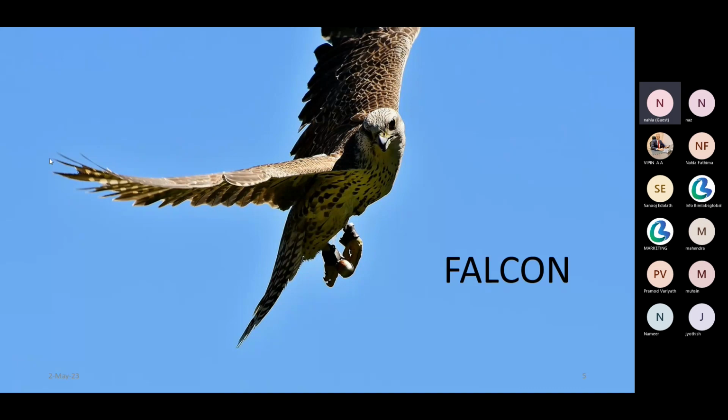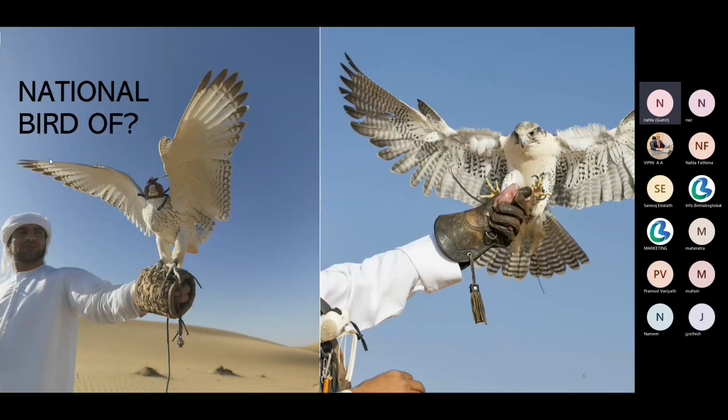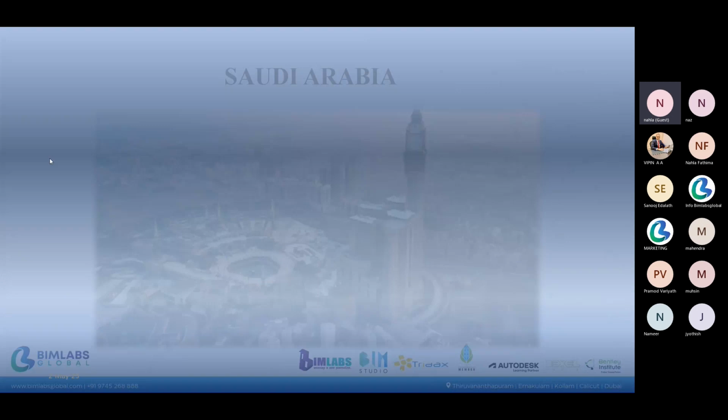And falcon is the national bird of which countries? A few countries consider the falcon as their national bird. I'll give you a hint: these are GCC countries. So let's play a game. I'll make you guys guess. The first country's name starts with S. It's a GCC country. Saudi Arabia. Yes, Saudi Arabia, you're right.